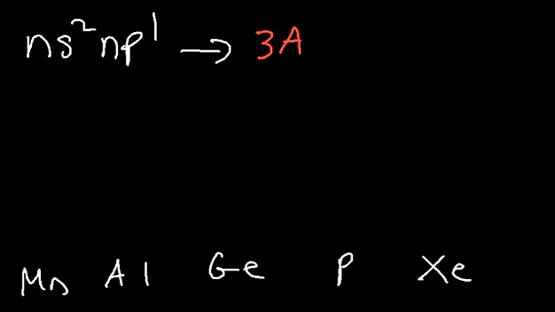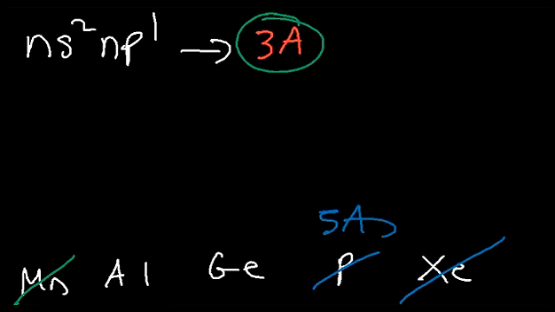So if you don't see a d somewhere, it's probably not going to be a transition metal. So which element is found in group 3A, or which element has 3 valence electrons? It's not going to be xenon, that has 8 valence electrons. It's not phosphorus, it has 5. Phosphorus is in group 5A. And it's not germanium because that's in group 4A. The answer is aluminum. It has 3 valence electrons and it's in group 3A.